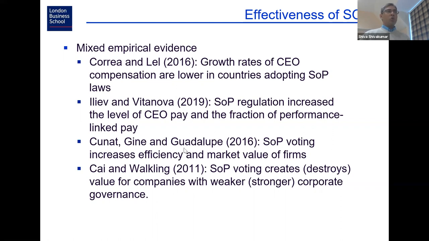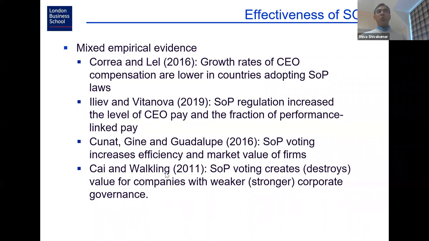Kunat, Jean, and Guadalupe, I'm sorry, I can't pronounce that name properly. They also looked at the efficiency gained through the SOP voting, and they find that SOP voting actually improved the market value of the firms.